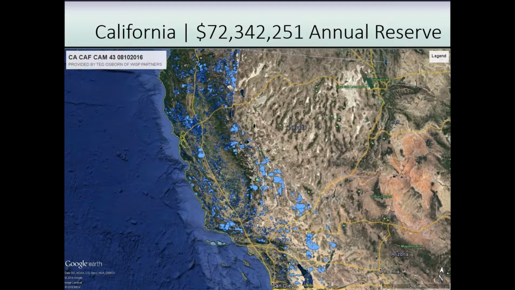This mapping will help you to determine what's available in your area of interest, where you might want to place a bid. In California, the reserve amount is $72 million, and that's for about 72,000, I think 76,000 locations is correct. Next slide, please.